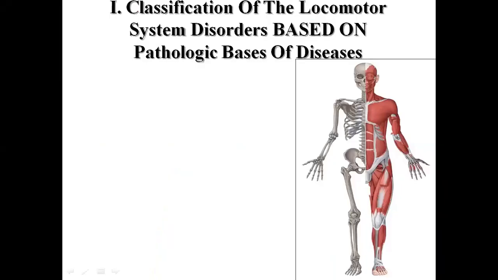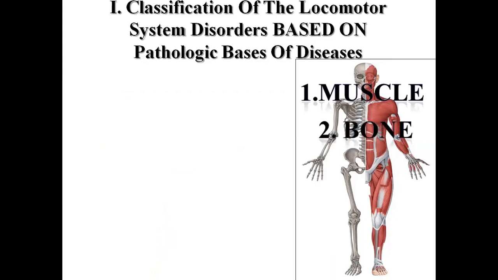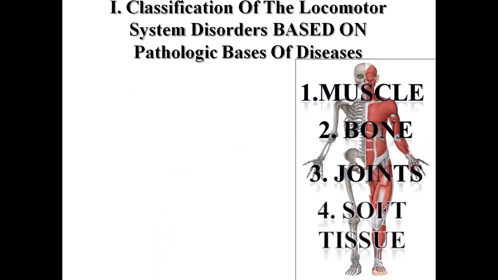First of all, I'd like to discuss with you what are the main components of the locomotor system. First one is the muscle, second is the bone, third, the joints, and fourth is the soft tissue. It's a mesenchymal tissue that supports muscle, bone, and joints, like fatty tissue, vascular tissue, neuronal tissue, nervous tissue, right? Like fibrous tissue, and so on.